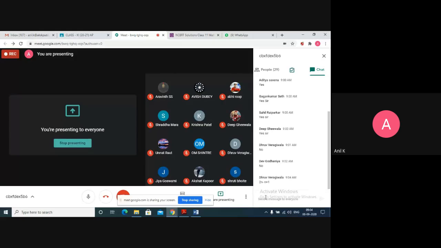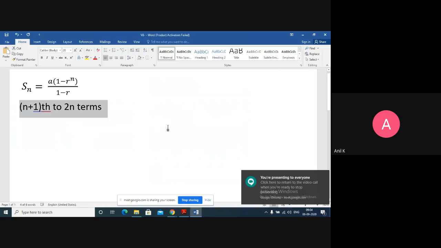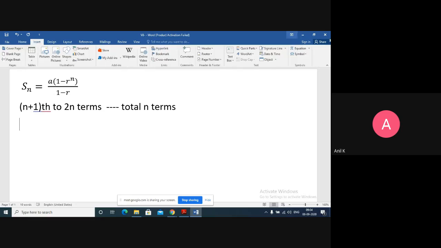Will you agree, everyone? Because total 2n terms, and I have to start from n plus 1th term. So before n plus 1th term, I already had n terms. So from n plus 1th term to 2n terms, I have a total of n terms. So I take a(n+1) to a(2n). Let me write here.